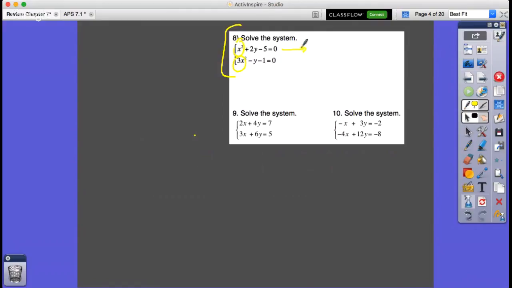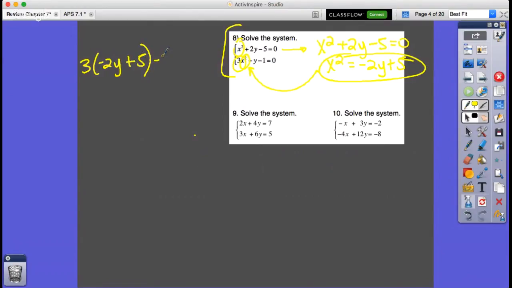So what we want to do here is isolate x squared. Usually we isolate whatever the squared is on either side. Okay, and we can do this by saying x squared is equal to negative 2y plus 5. And we did get that there. Now, once I get this, I can substitute this in for the x squared of the bottom to where we get 3 times negative 2y plus 5 plus y minus 1 equals 0.